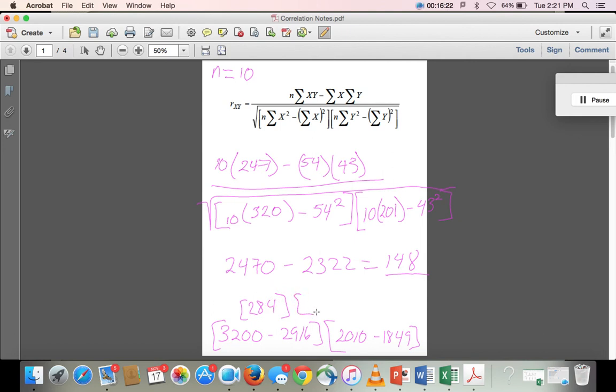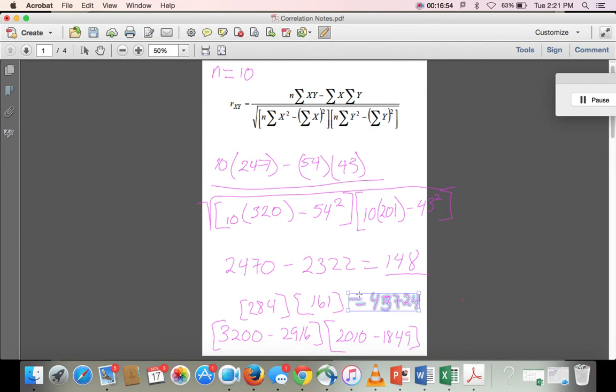And our second bracket, 2010 minus 1849, is going to be a value of 161. So now 161 times 284 should equal a value of 45,724. And now remember, we still need to take the square root of this value.